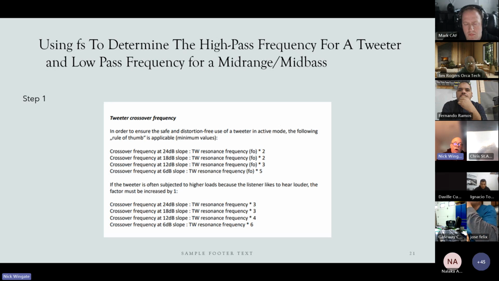So if you're going to use a 24 dB per octave slope to protect the tweeter, you take the FS of the driver and you multiply it times 3. If you're going to use an 18 dB per octave slope, you multiply it times 3. If you're going to use a 12 dB per octave slope, you multiply it times 4. And if you're going to use a 6 dB per octave slope, you multiply it times 6. Now, I know everybody out there is thinking, who in the world is going to use a 6 dB per octave slope?